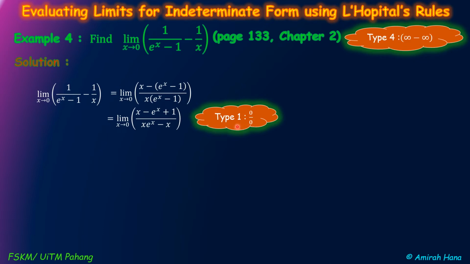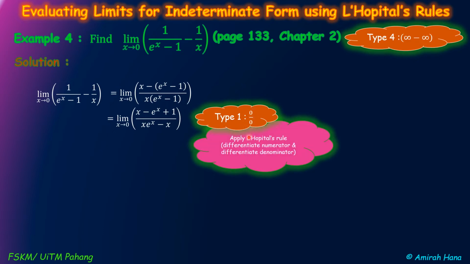So this is under type 1. From the double fraction here, we reduce to a single fraction, and then we get the form of 0 over 0. When we get the form of 0 over 0, we can apply L'Hopital rule. Every time we apply L'Hopital rule, we need to differentiate the numerator and differentiate the denominator. So we still have the limit here.